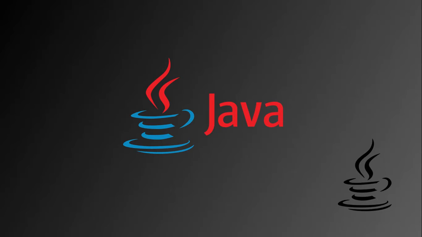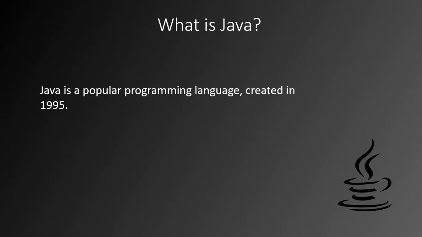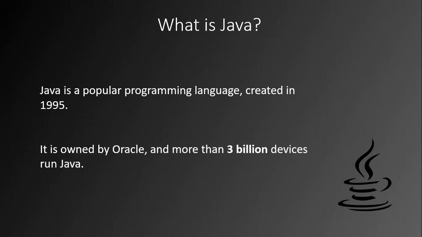And in this, I will teach you the basics of Java. So let's begin. The first thing you have to know is what is Java. Java is a popular programming language which was created in 1995, and it is owned by Oracle, and more than 3 billion devices run Java. In the past, old mobile phones used applications in .jar format, and currently we are using .apk applications. All of this is made with Java.